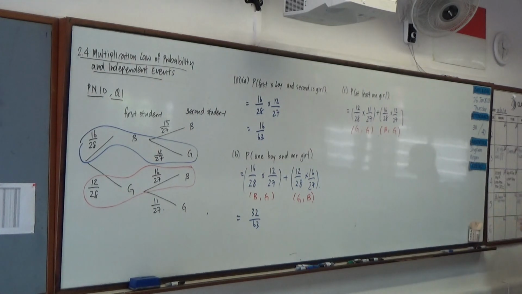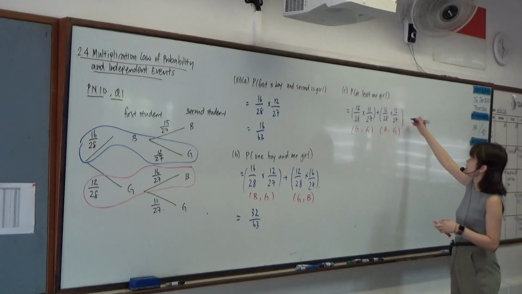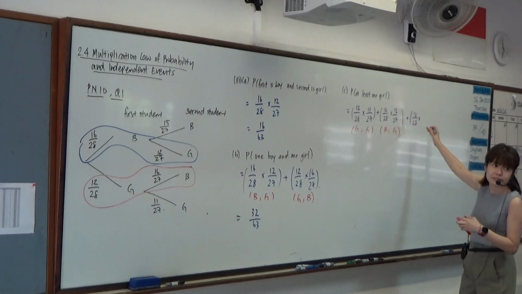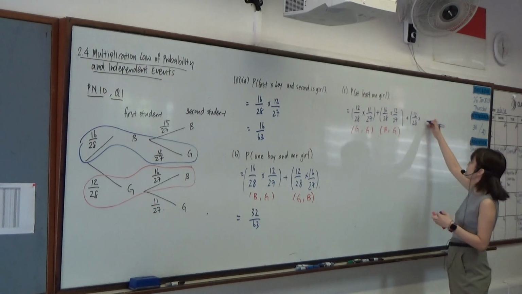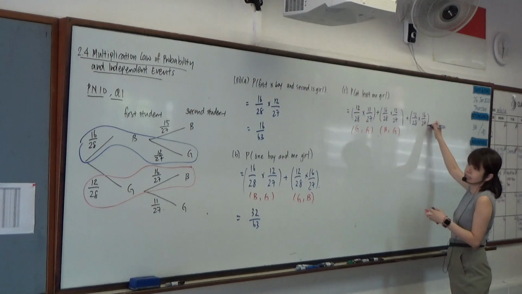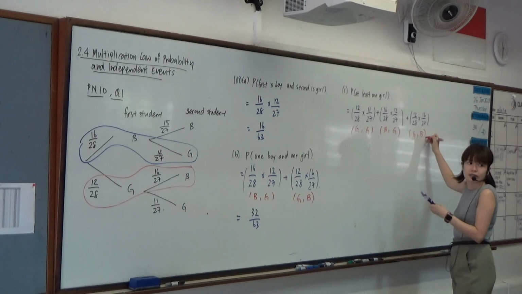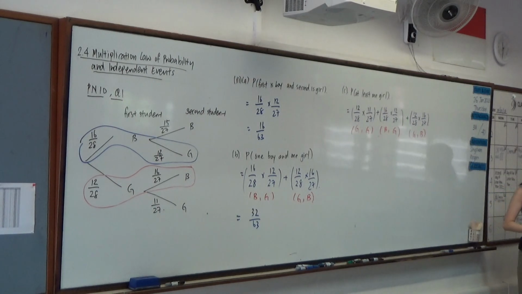Okay, you sure about this answer? Plus 12 over 28 times 16 over 27. Okay, and then this would be the girl-boy. Does this cover all bases already? Okay, yes, this is one of the methods that you could choose. I want to actually ask you all, is this the only method that we could present?